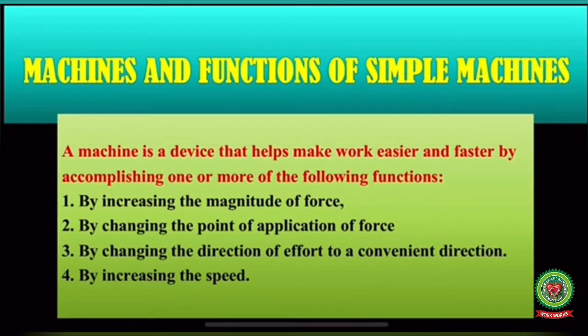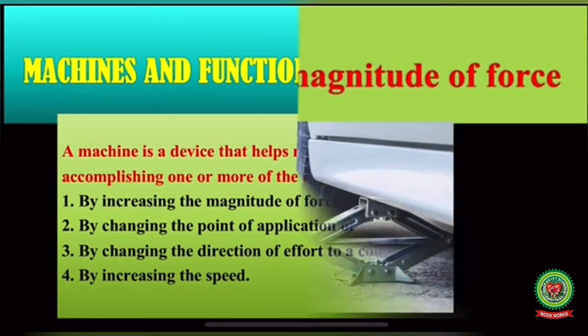So the first topic is machines and functions of a simple machine. A machine is a device that helps make work easier and faster by accomplishing one or more of the following functions. The functions are: by increasing the magnitude of the force, by changing the point of application of the force, by changing the direction of effort to a convenient direction, or by increasing the speed. If a body is performing even any one of these four functions, it is considered as a simple machine. Let's discuss all of them in detail.